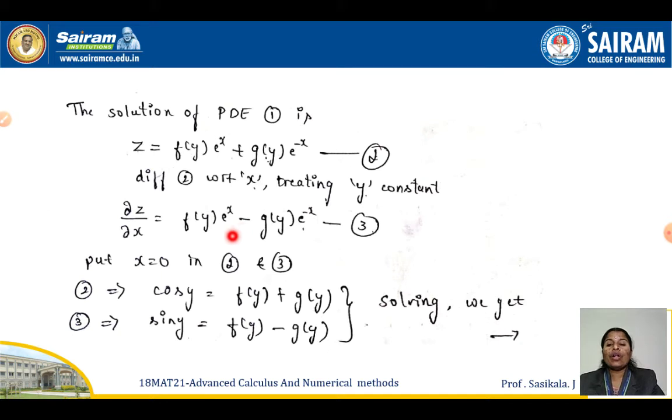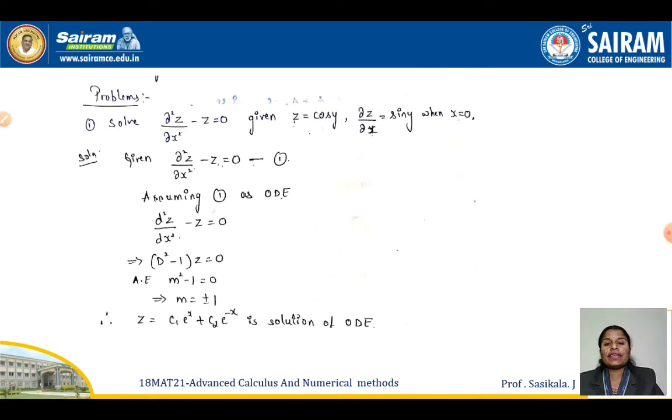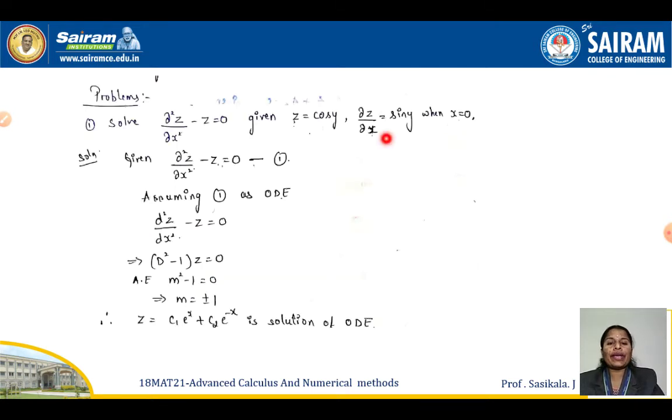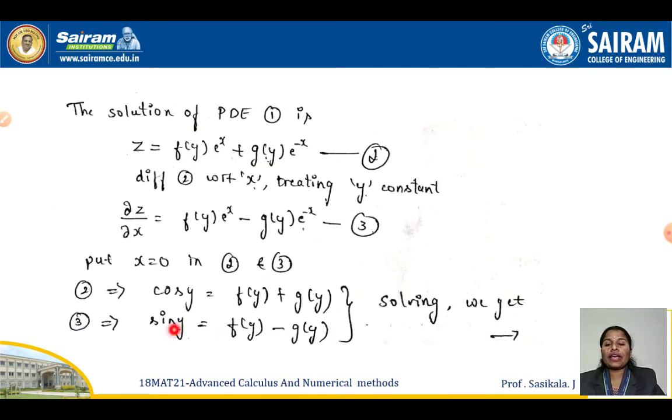Okay. Now replace x is equal to 0 in both equation number 2 and 3. When x is equal to 0, z is equal to cos y. Equation number 2: cos y is equal to f(y)e^0, which is 1, so f(y) plus g(y). Similarly, when x is equal to 0, ∂z/∂x is sin y. So sin y is equal to f(y) minus g(y). These two equations we are going to solve.